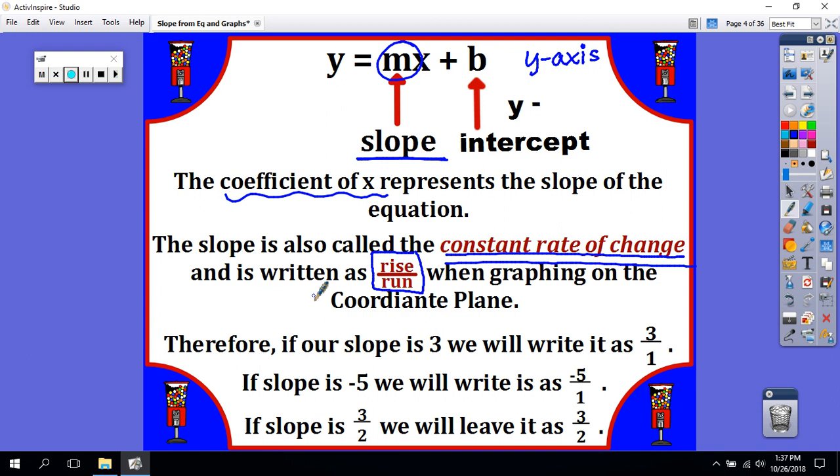All right. When we need to write slope as a fraction, if it's a whole number like 3, we can make that a fraction as 3 over 1. Or if we need it as negative 5 and we need it as a fraction, we just make it a fraction by putting negative 5 over 1. Basically, you can make any whole number a fraction by putting it over 1. If it's already a fraction, like 3 over 2, then you just leave it alone. Abby, sit up.